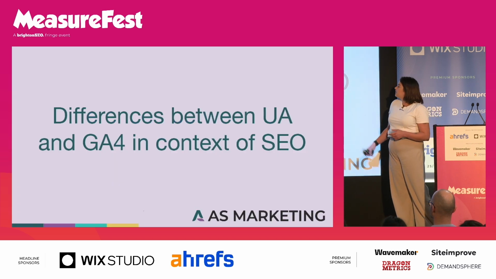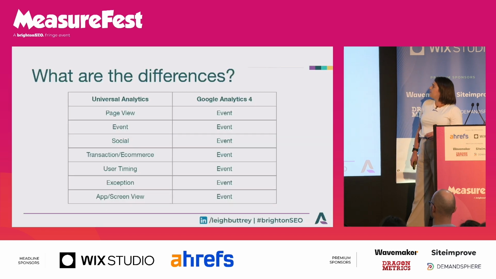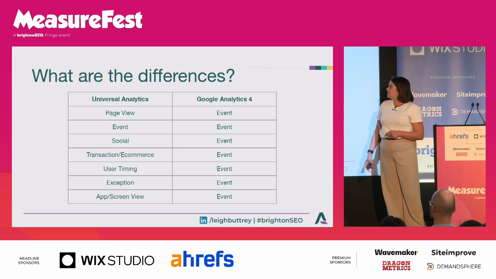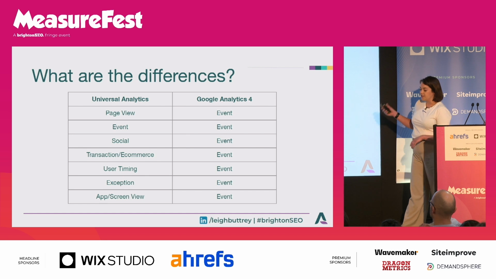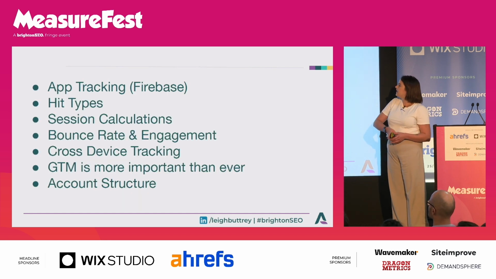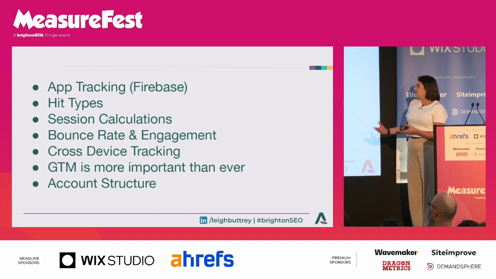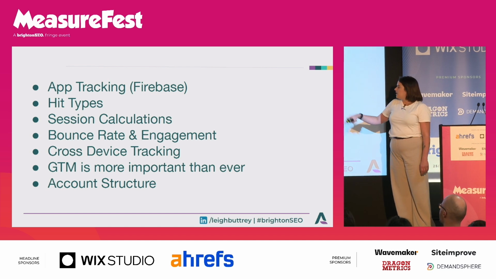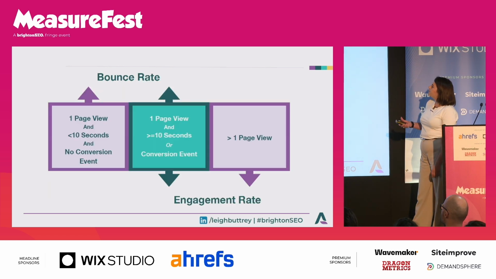Let's look at the differences between Universal Analytics and GA4 in the context of SEO. So here are the differences. Universal Analytics used to measure everything by these different hit types here, and Google Analytics 4 measures everything by events, so it's made it a lot easier to understand. Other differences here: session calculations, bounce rate. I know everyone hated the fact bounce rate left, but I'll tell you why engagement rate is better in a minute. Cross-device tracking, and also why Google Tag Manager is more important than ever before.